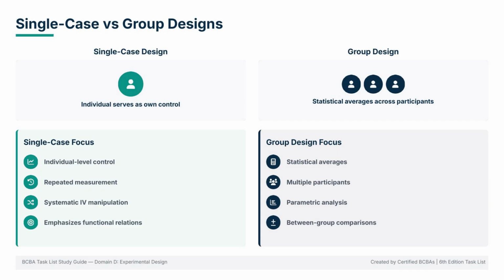Let's compare single-case and group designs. In single-case designs, the individual is their own control. We focus on individual-level change. We use repeated measurement. We manipulate the independent variable systematically, and we look for functional relations. In group designs, the focus is very different. They use averages. They compare groups. They rely on statistical analysis, and they look for between-group differences. On the BCBA exam, you are almost always working within the logic of single-case designs.